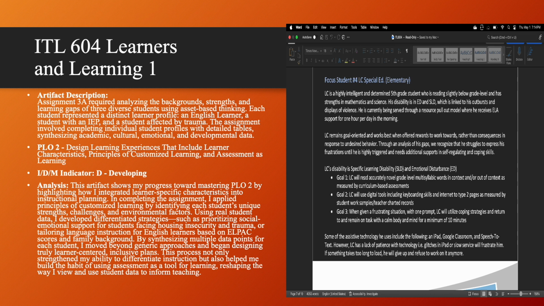This process not only strengthened my ability to differentiate instruction, but also helped me build the habit of using assessment as a tool for learning, reshaping the way I view and use student data to inform teaching.